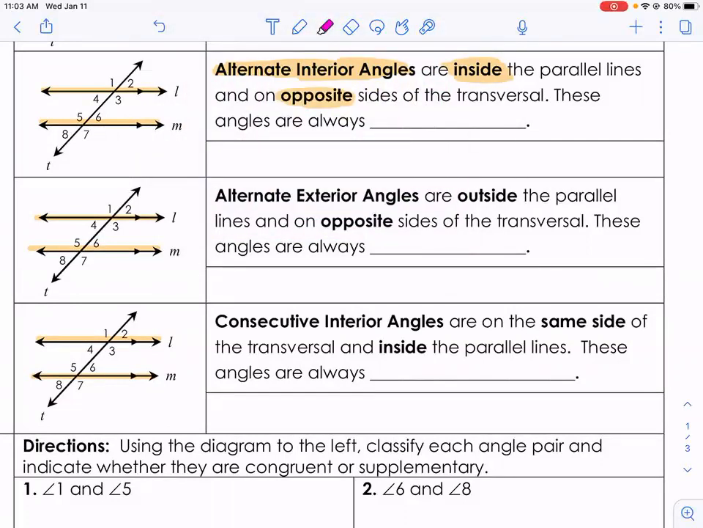So highlighter number 2. Tyler, what is an interior angle? There's 4 of them. Give you just one of them. Okay, angle 4 is an interior angle. It's on the inside of our parallel lines. I want the angle inside that's on the opposite side of the transversal. 6.